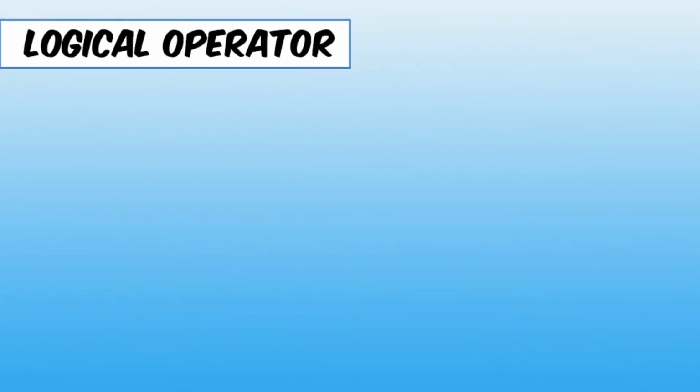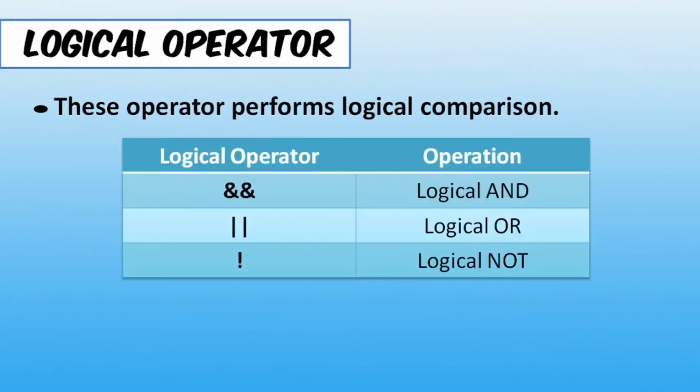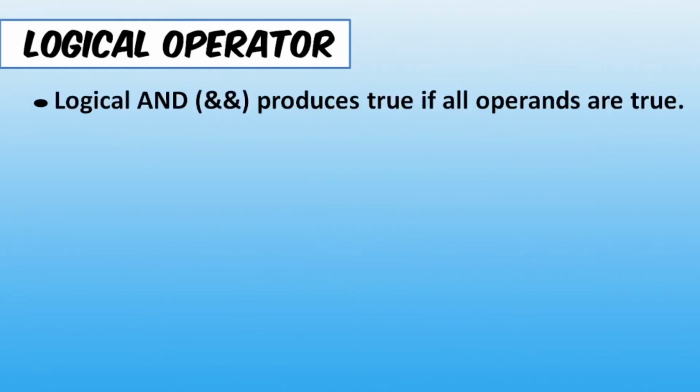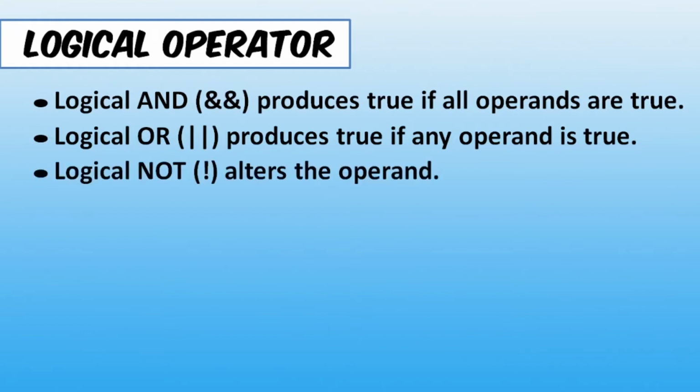So what are logical operators? Logical operators are the operators which perform logical comparison. We have three logical operators in C language which are summarized in the table, that is logical AND, logical OR and logical NOT. Logical AND produces true value if all the operands are true. Similarly, logical OR produces true value if any of the operands is true, at least one must be true, and logical NOT alters the operand.